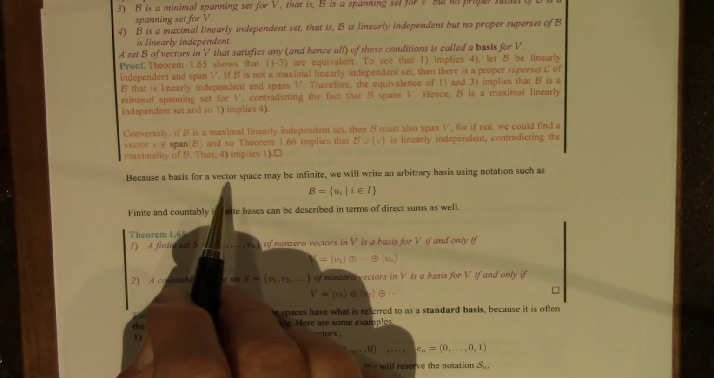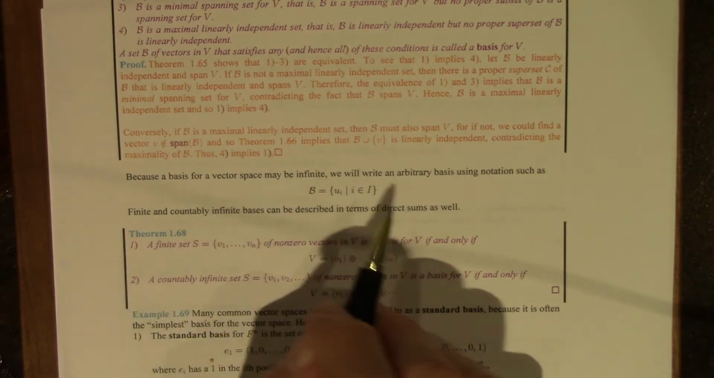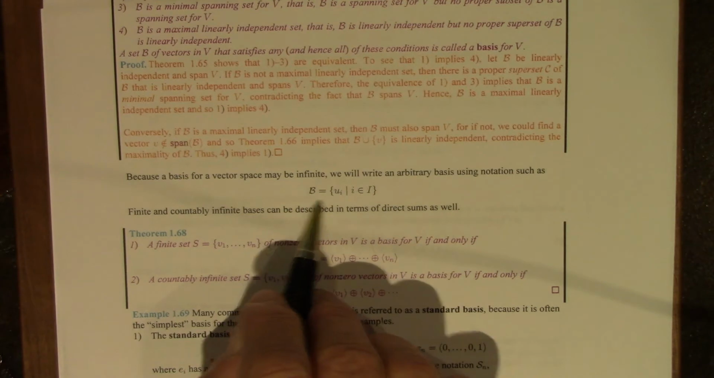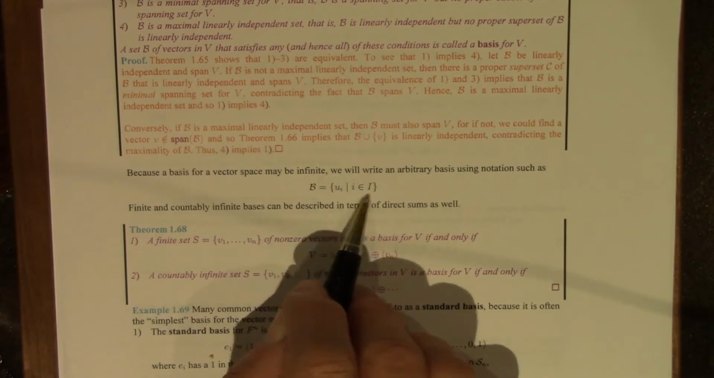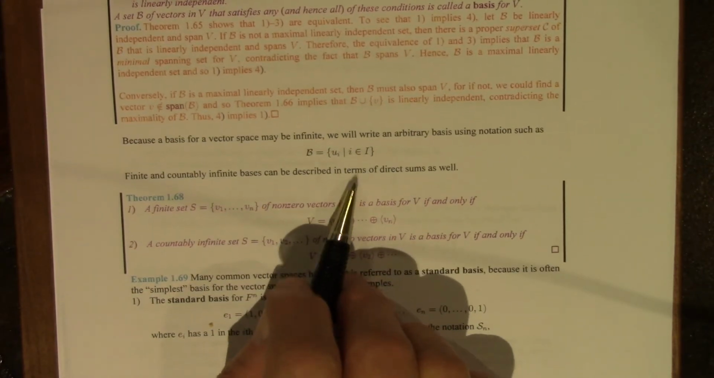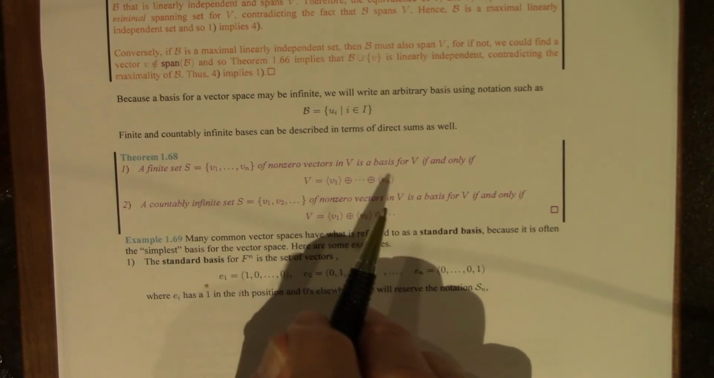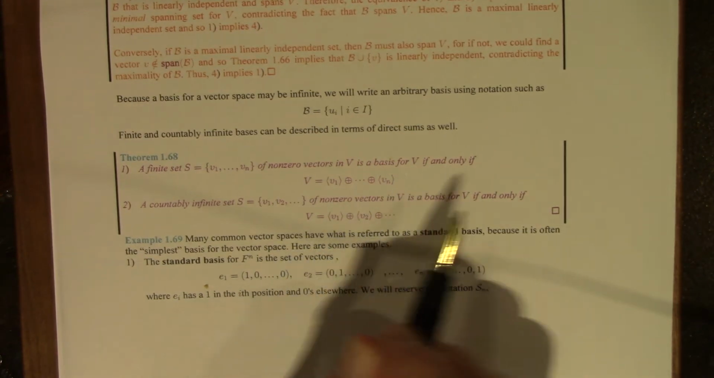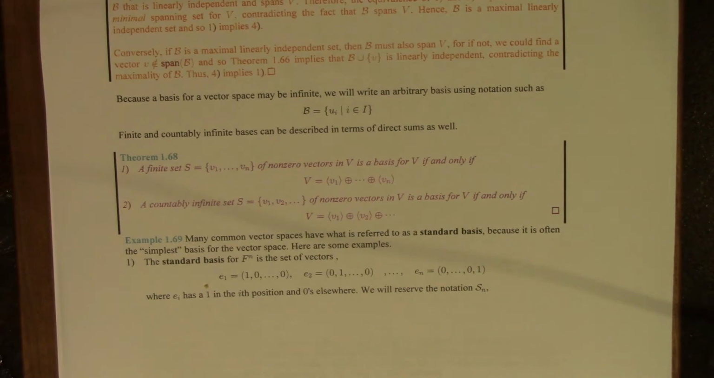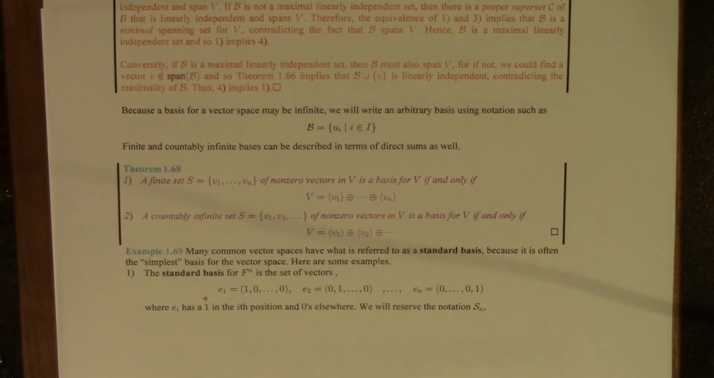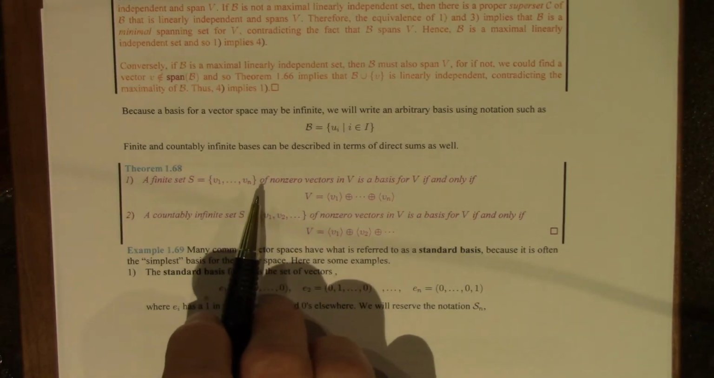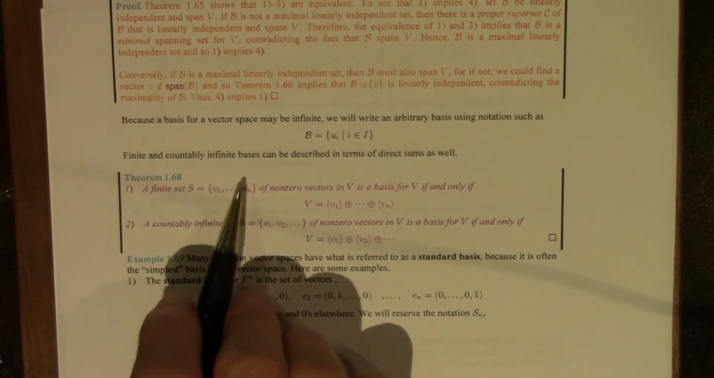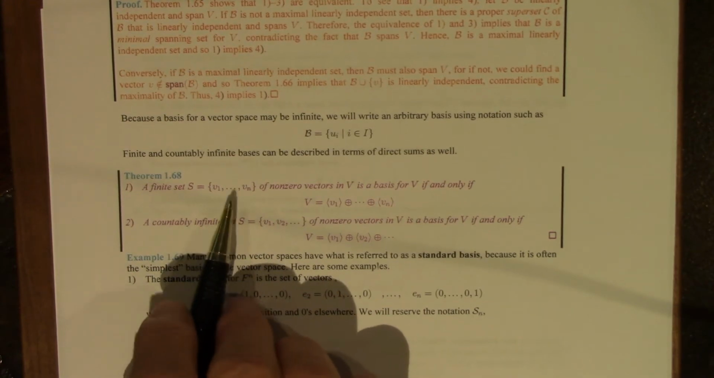Because the basis for a vector space may be infinite, we will write an arbitrary basis in this form, using an index set as an indexed family of vectors. Actually, finite bases are the nicest in many ways. Countably infinite bases are not bad. The uncountable bases begin to get a little bit difficult to deal with. But we can characterize finite and countably infinite bases in terms of direct sums.